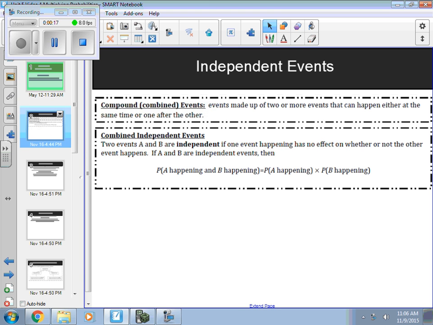We're going to be looking at what happens when you are doing something that is referred to as a compound event. So that's events made up of two or more that happen at the same time or one after another. So when you do a combined independent event, so if you got two events A and B that are independent, that means they have no effect on one another. And how you figure out the probability is to multiply the probability of A happening times the probability of B happening. So when you're dealing with multiple events or events one after another, you multiply the probabilities together.